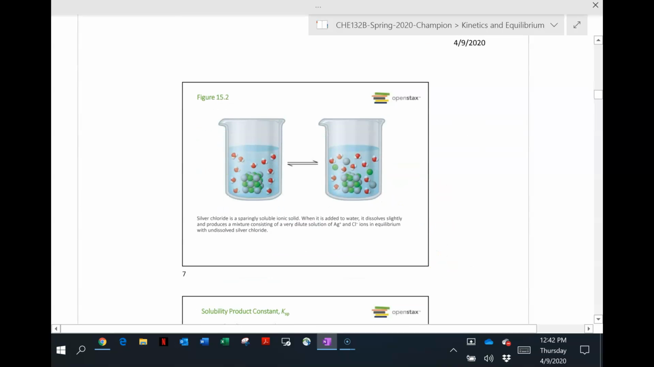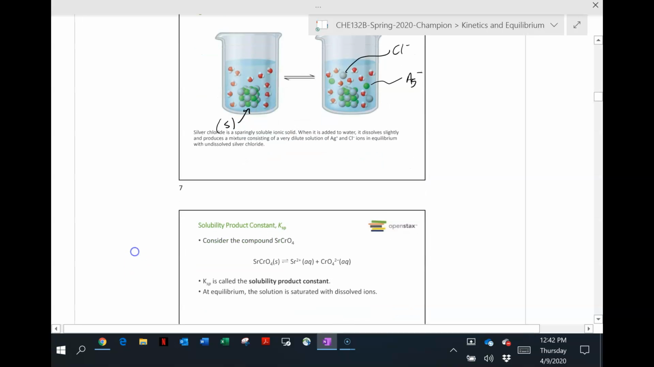So here's a picture of what happens if we put our solid silver chloride here. So the green, I imagine, is the silver ion, right? And the gray is the chloride ion. So that's solid silver chloride, and that would represent a silver +1 ion. That represents a chloride ion. So a few of them still do dissolve, but again, not all of them, for the most part.